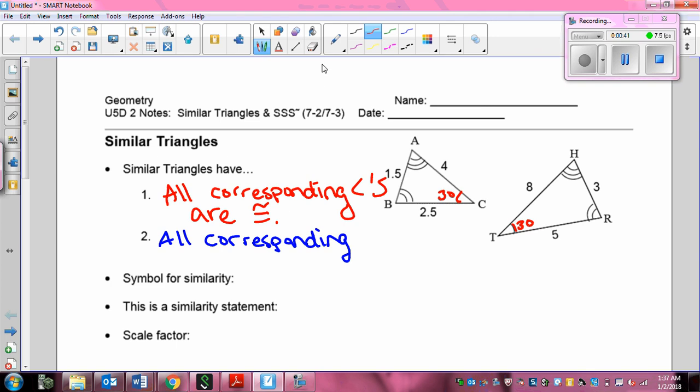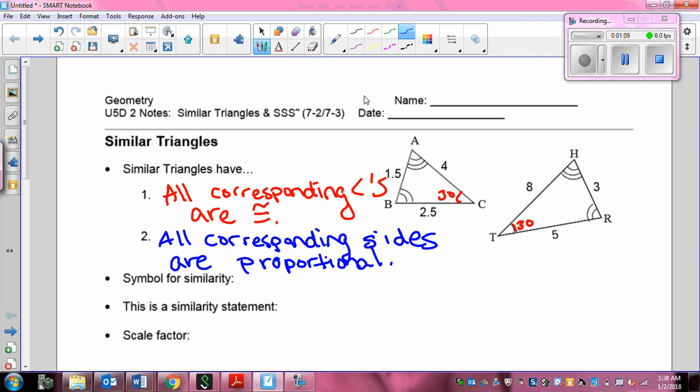And the corresponding sides are not going to be equal. Otherwise, they'd be congruent triangles. But the sides are proportional. Okay, that means that our fraction, our ratio is going to be the same. And I'll show you what that means in a minute.